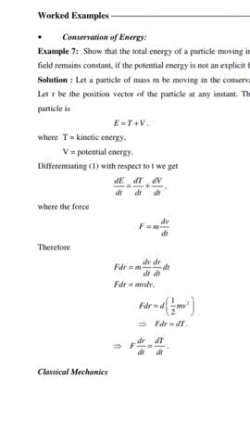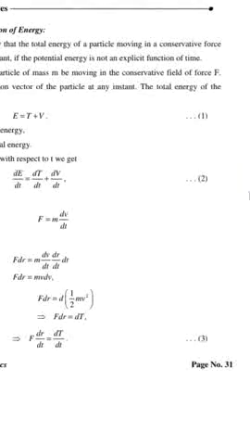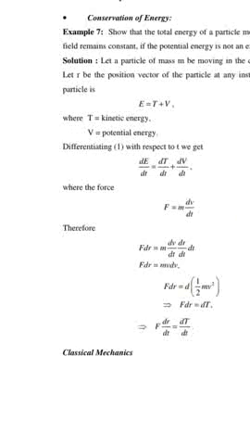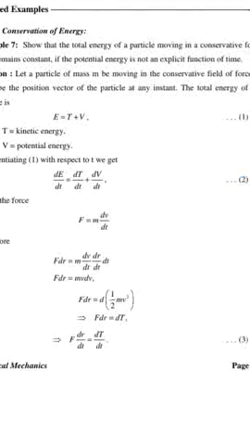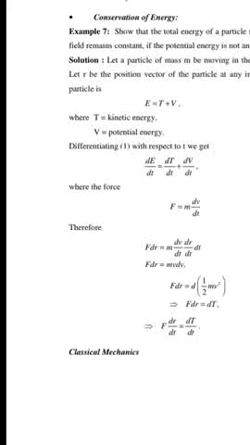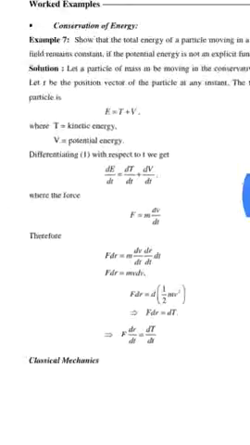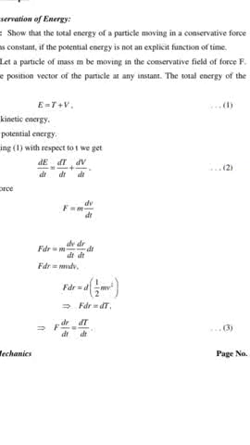Next example, conservation of energy. Show that the total energy of a particle moving in a conservative force field remains constant if the potential energy is not an explicit function of time. Let a particle of mass m be moving in a conservative field of force F. Let r be the position vector of the particle at an instant. Then the total energy of this particle is E = T + V, where T is kinetic energy and V is potential energy.